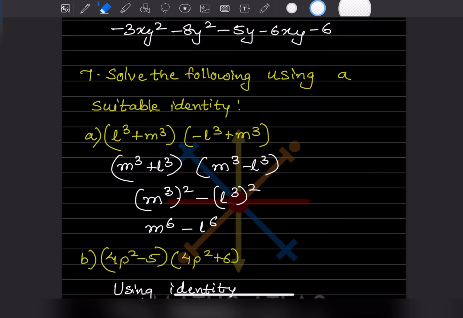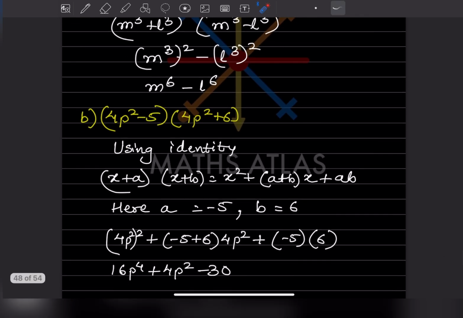Now let us see the next one. Here again the same, you have to use the identity. Now here both are, we can consider this as a, or we can consider this as x, and this also x. But you can see these both are different. So we have one identity, that is (x plus a)(x plus b). That will be x square plus (a plus b) into x plus ab. So can you see this a and b? Because these both are different. x is the same, but a and b, these both are different. So you have to use this identity.